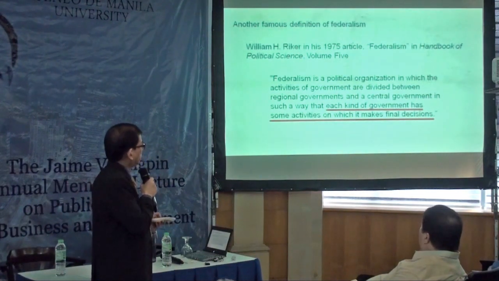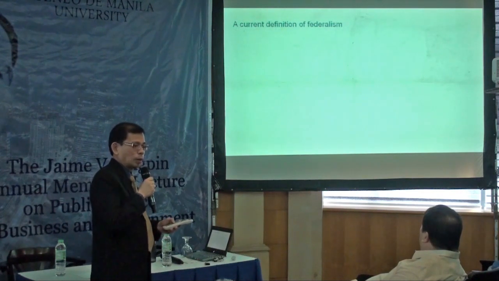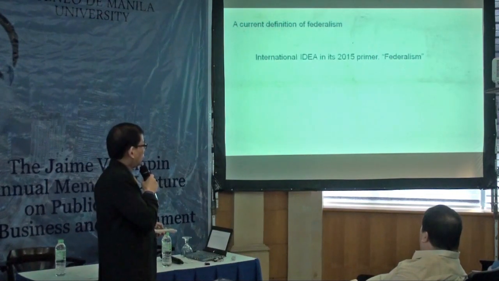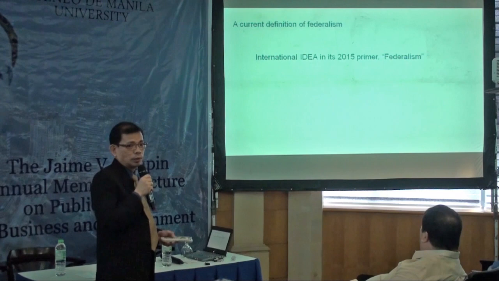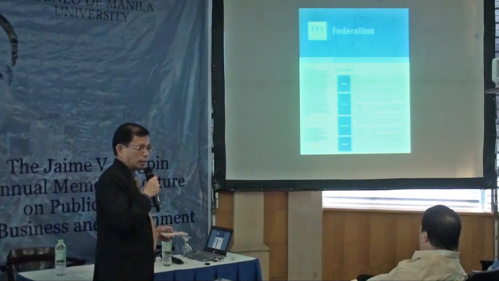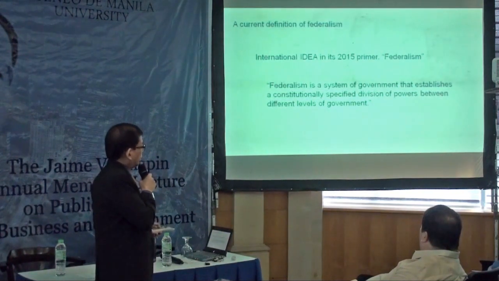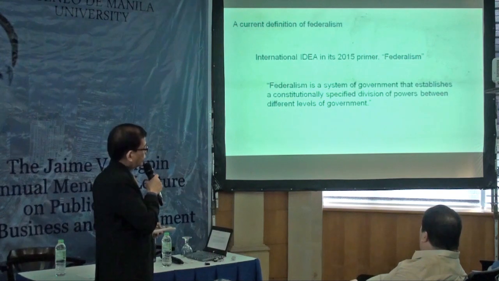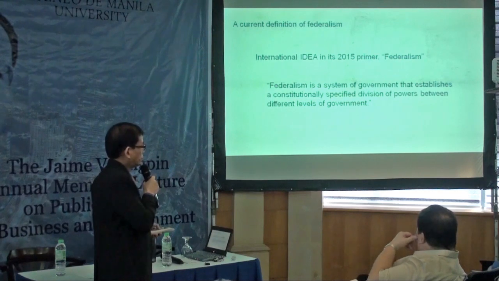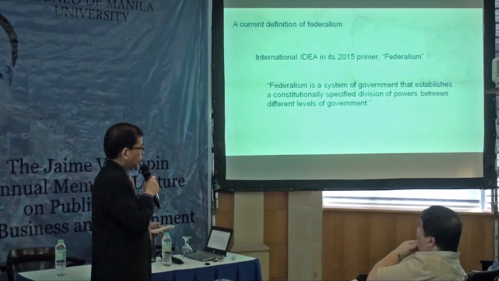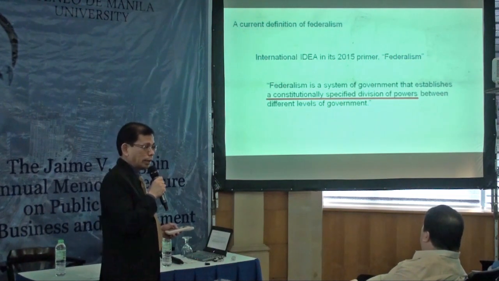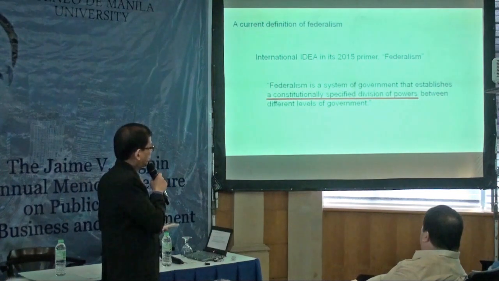The achievement of this definition is to identify jurisdiction, and jurisdiction in at least one area for one kind of government. A current definition of federalism, quite popular right now in Philippine circles, is the one we could get from the primer of the International Institute for Democracy and Electoral Assistance, a 2015 primer, Federalism. And according to this primer, federalism is a system of government that establishes a constitutionally specified division of powers between different levels of government. The achievement is to identify the Constitution as very important in identifying division of powers.